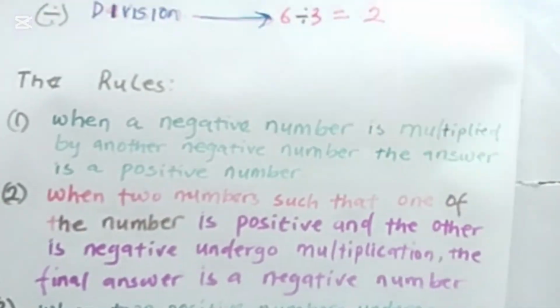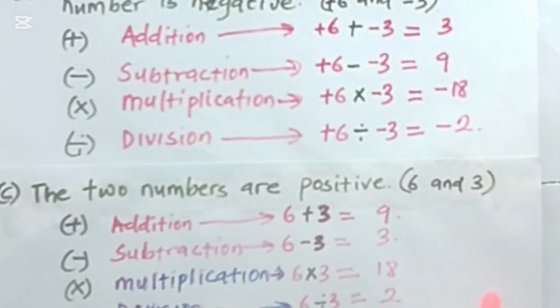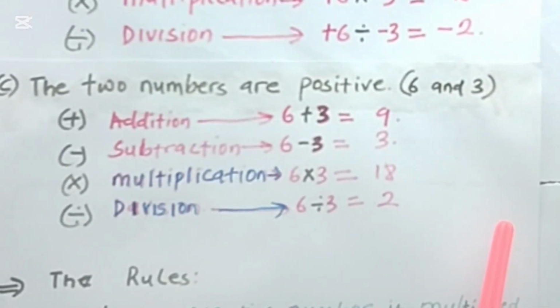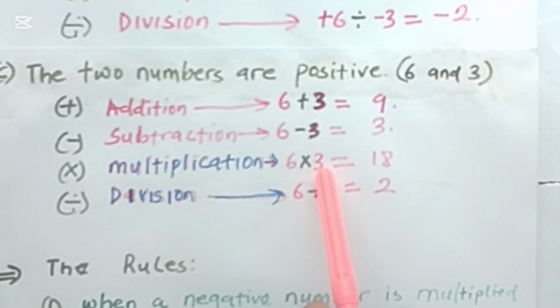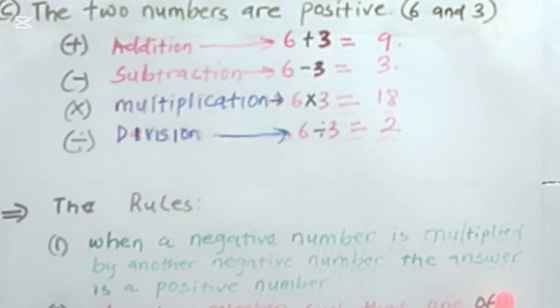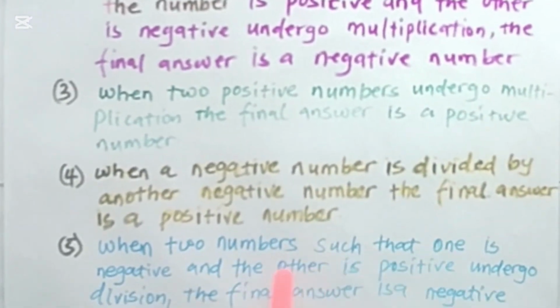So let's go to our outline and see if we can get to a situation where we have two positive numbers being multiplied. Yes, at this point we have 6 and 3, which are two positive numbers undergoing multiplication. You can see the answer is 18. The fact that we have 18 without any sign at the front shows that 18 is a positive number. So let's go down to the fourth rule.